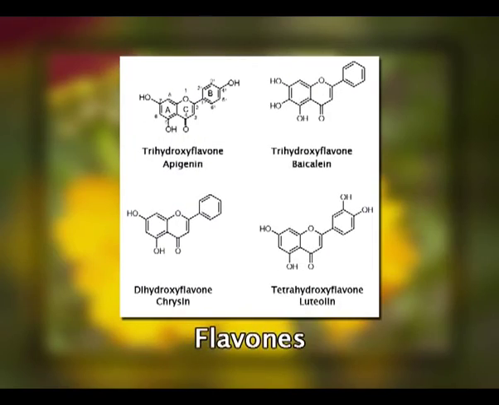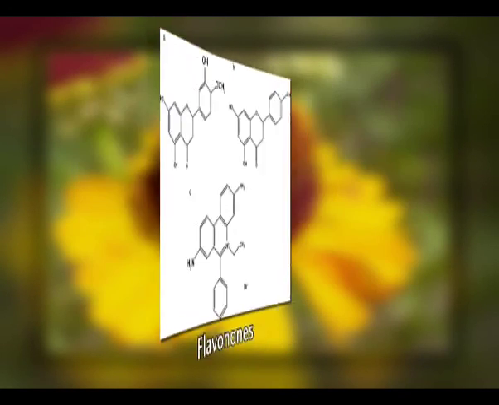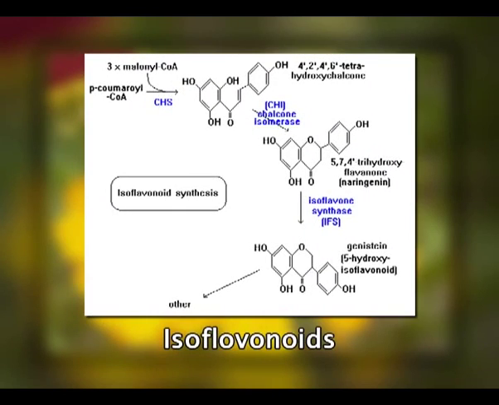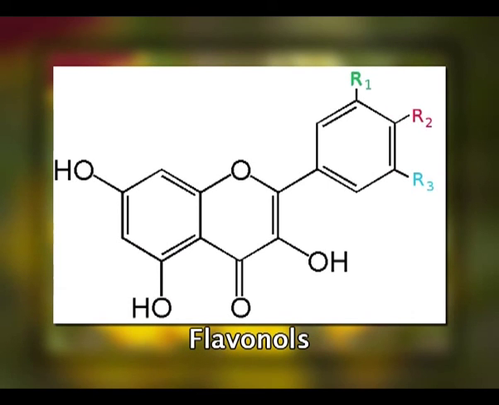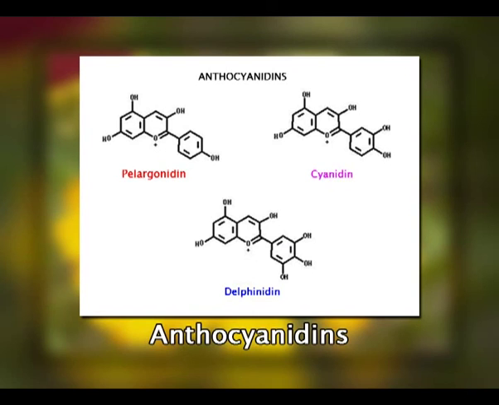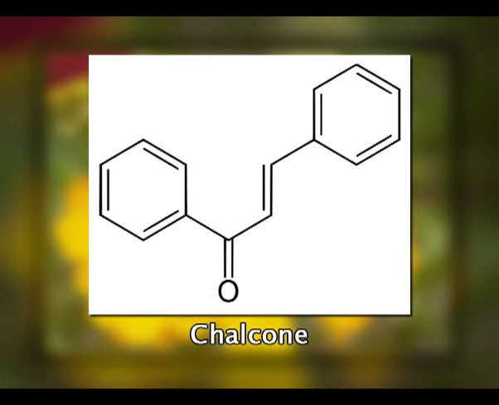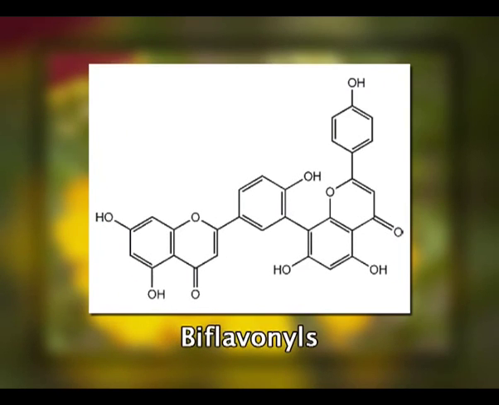Various types of flavonoids include flavones, flavanones, isoflavones, isoflavonoids, flavonols, anthocyanidins, chalcones, aurones, and biflavonyls.